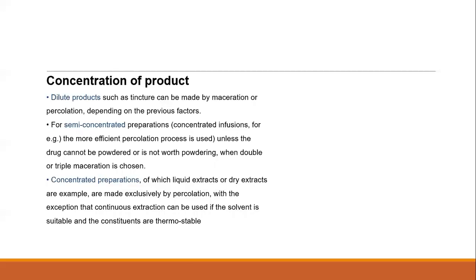Concentration of product. Dilute products such as tinctures can be made by maceration or percolation, depending on the previous factors which we have gone through. For semi-concentrated preparations, concentrated infusions for example, the more efficient percolation process is used, unless the drug cannot be powdered or is not worth powdering, when double or triple maceration is chosen.